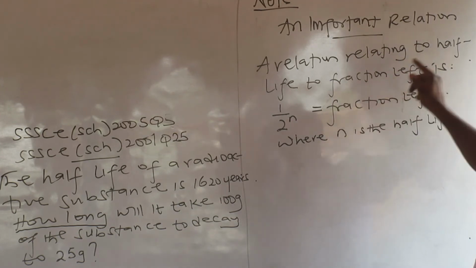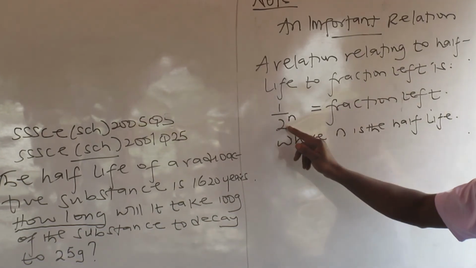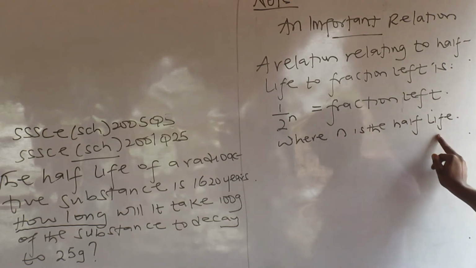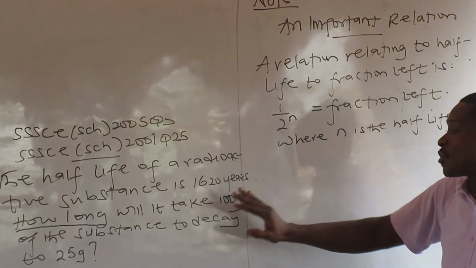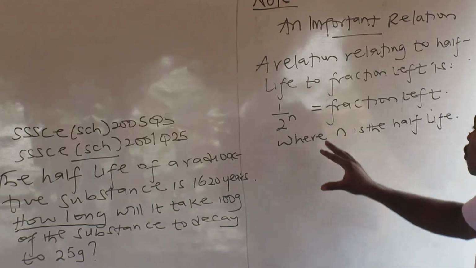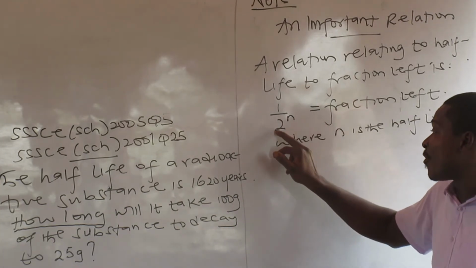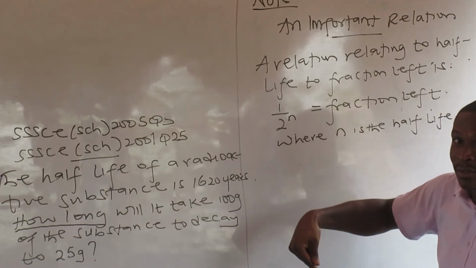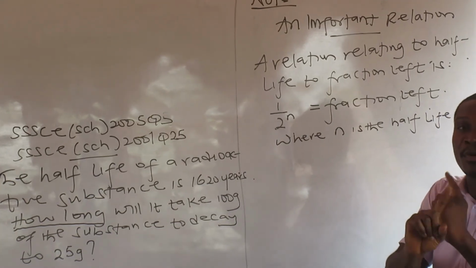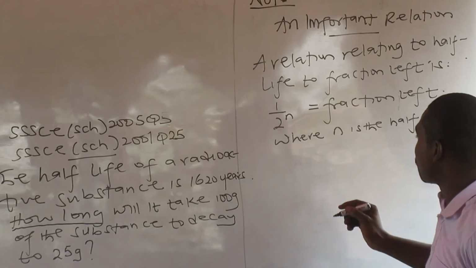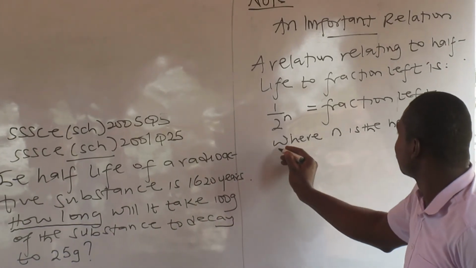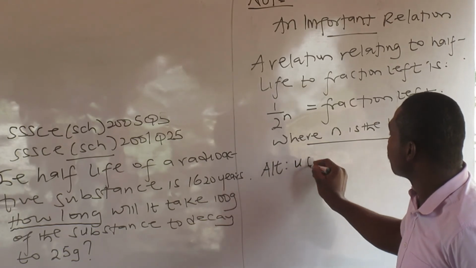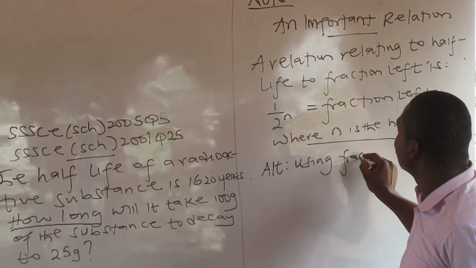A relation relating half-life to fraction left is 1 over 2 to the power n equals fraction left, where n is the number of half-lives. Now, let's use this to solve the same question again, right? So I'll show you how to manipulate it. It's the same formula you use in finding half-life. It's the same formula you use in finding the time as well. You just need some simple manipulation, right? Now, let's go. Alternative: using the fraction left approach.